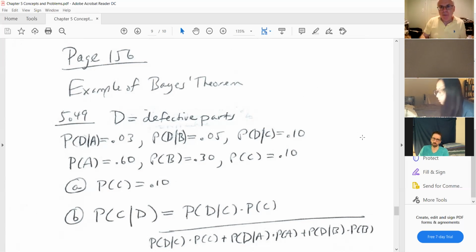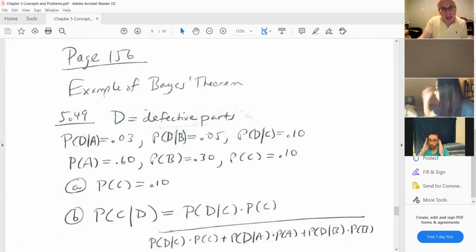What is a prior probability? Prior probability means a marginal probability. It means before we got information about defectives or anything like that, it's just the probability that the item we selected is from machine C. So we know that machine C produces 10% of the output over the long run. So if we select one at random, the probability it's from C is 0.10, 10%. That's the answer for part A. So you didn't need Bayes' rule for that.